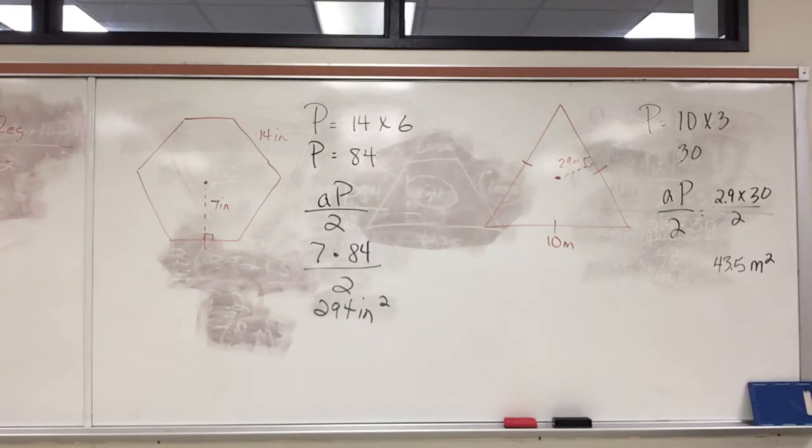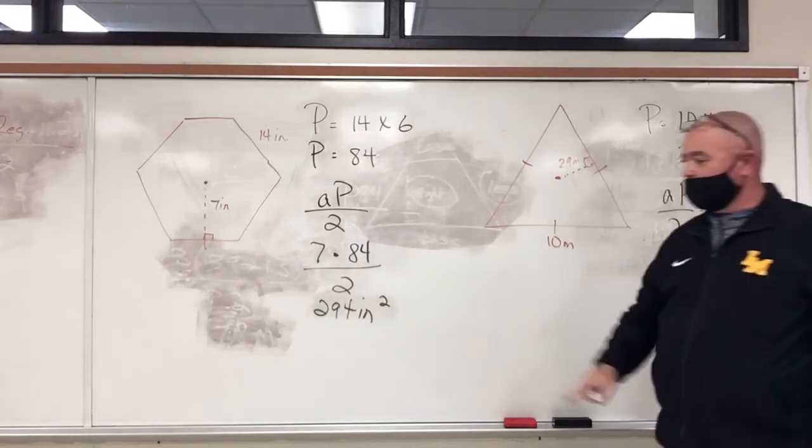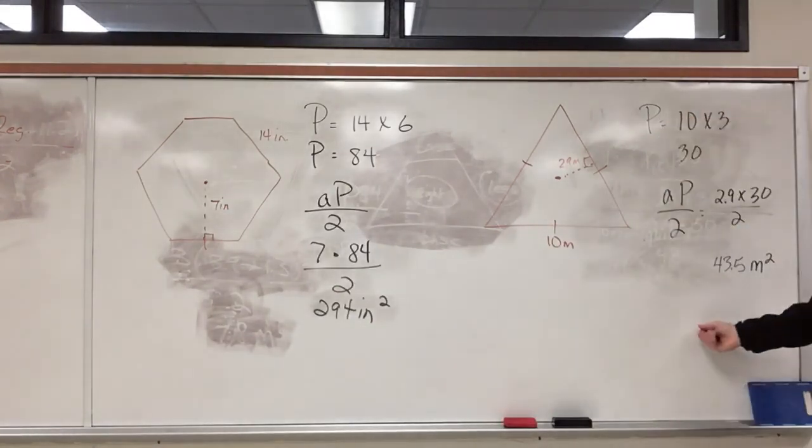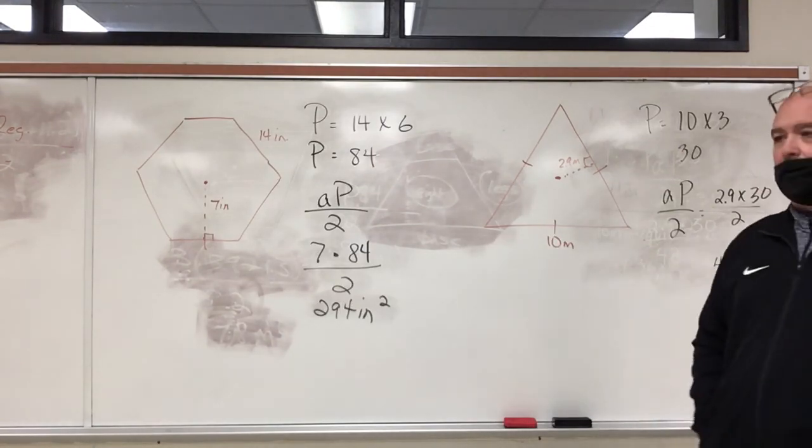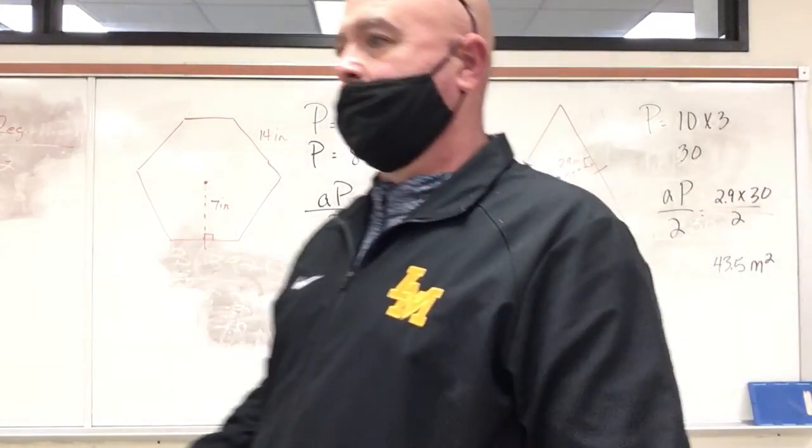What does it change? What are we not saying? Because it says inches, so it'd be inches squared, and this would be meters squared. Now, is that complicated? Is that pretty easy? Everybody in here can handle that, right?